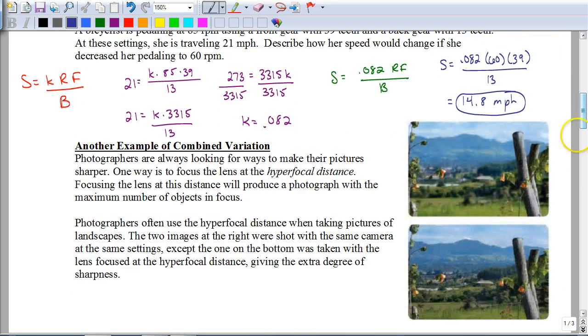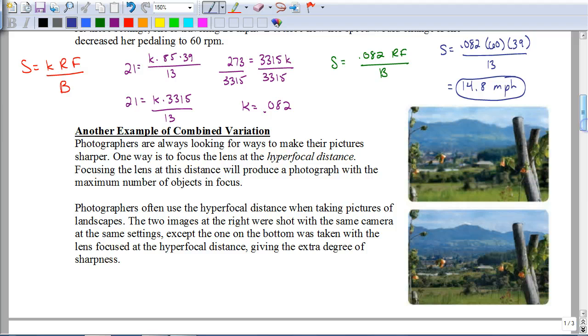Okay, if you don't have my notes, you don't have to worry about copying all this down. This is just talking about a scenario in the real world, another situation where we would be dealing with combined variation. So I'll just read this. It says, photographers are always looking for ways to make their pictures sharper. One way is to focus the lens at the hyperfocal distance. Focusing the lens at this distance will produce a photograph with a maximum number of objects in focus.